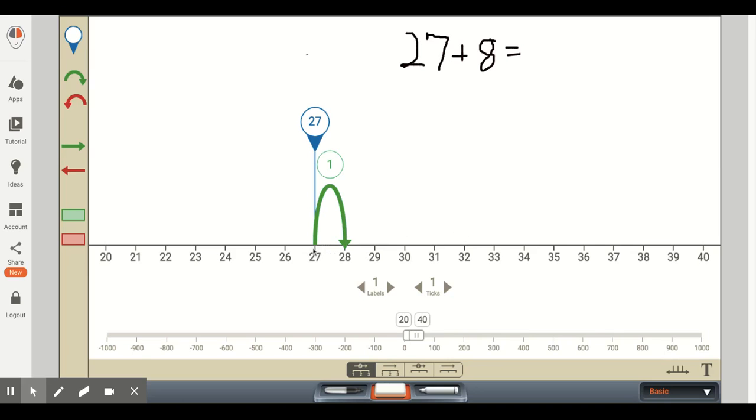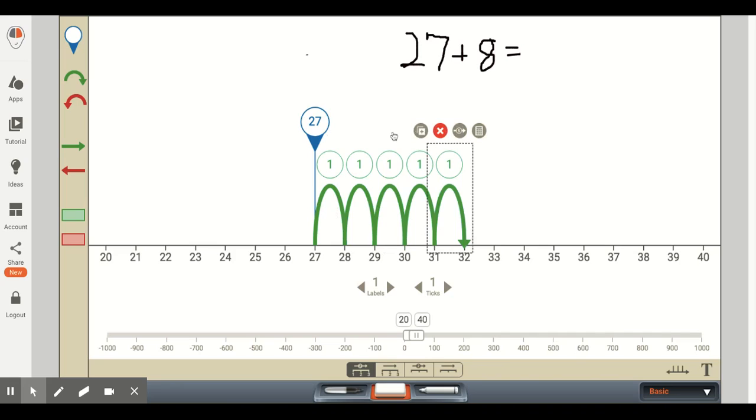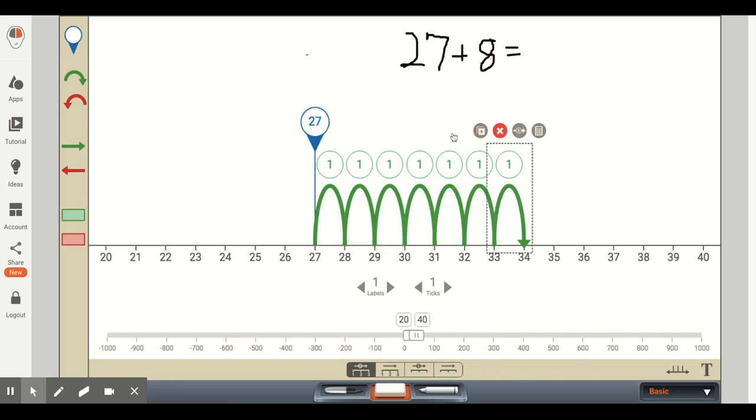So make sure it's 27 plus 1. That's going to bring them to 28. And now let's add the rest of the ones. Okay, so we added 1, 2, 3, 4, 5, 6, 7, 8. Okay, so the student has now added 27 plus 8 ones here. So the student now knows that 27 plus 8 by using a number line equals 35.